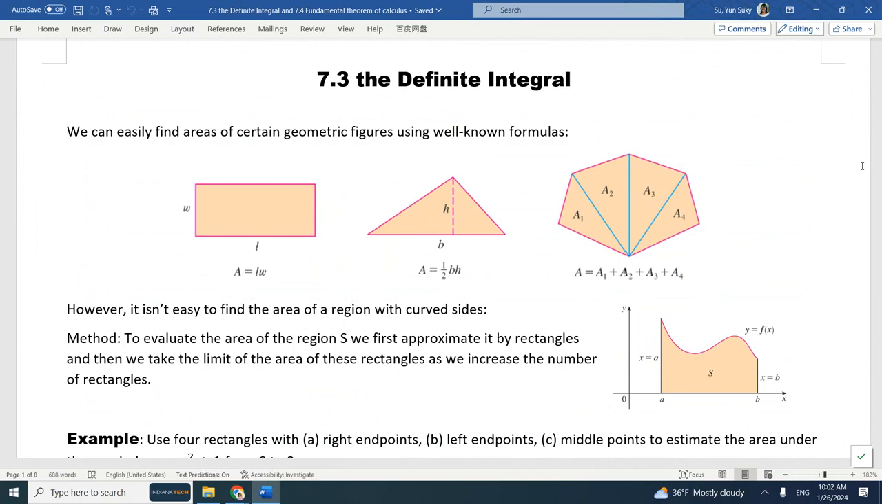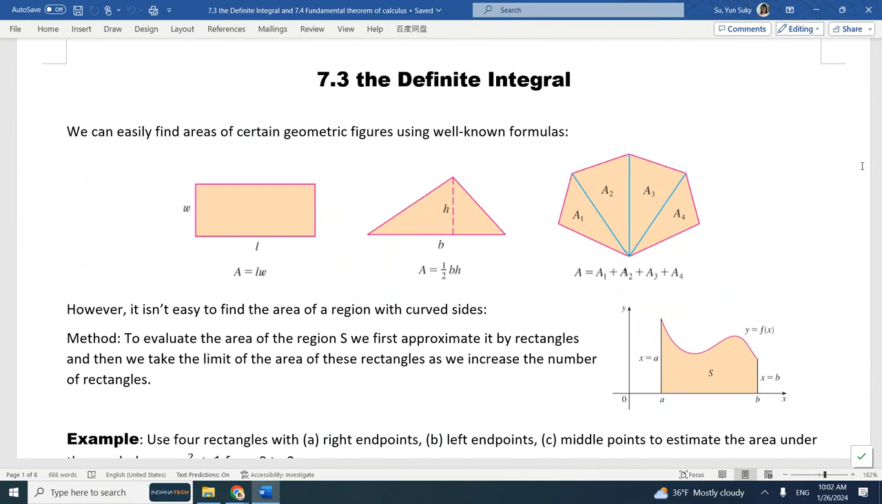So our goal is to find the area under the function. We know the derivative is the slope of the tangent line, right? And the integral is actually the area under a function. So how do we find the area? Let's start with finding the area of some basic geometry figures. So this is a rectangle. The area is length times width.